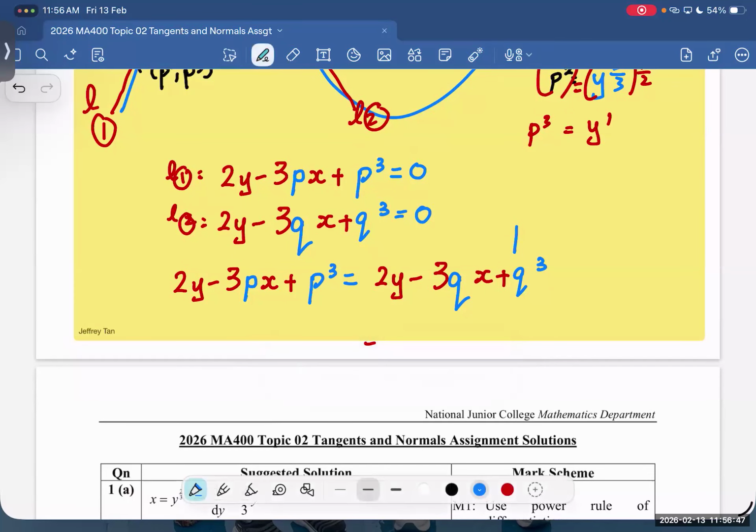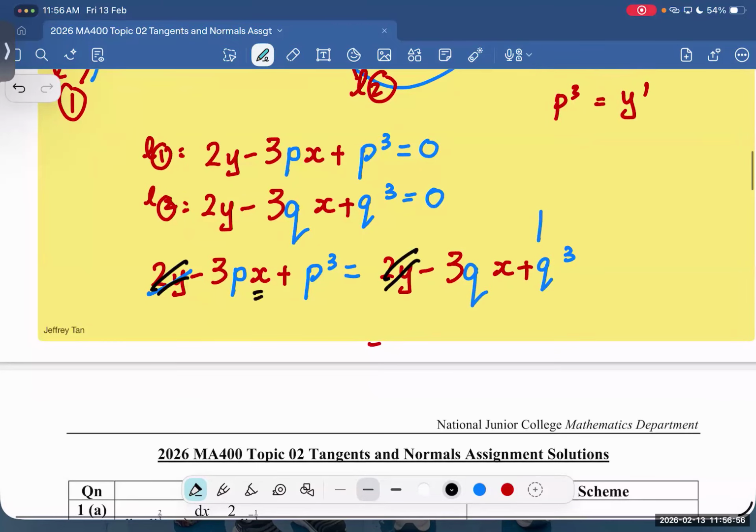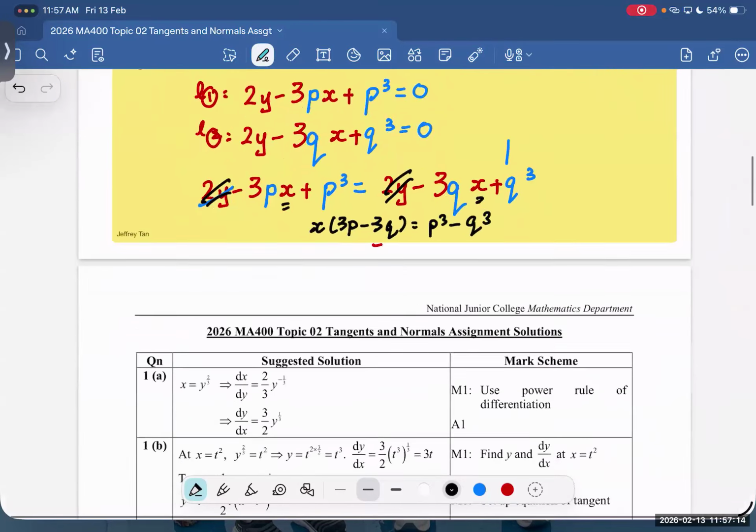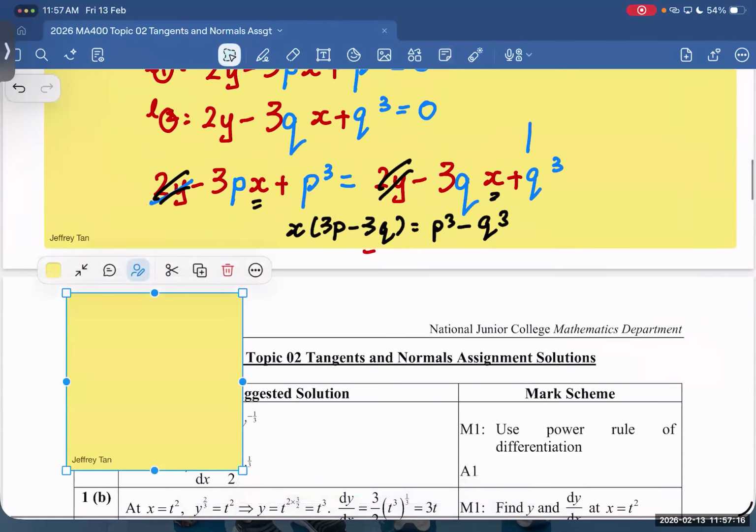Cancel. Is it okay? I cancel. Fair? You got 2y, I got 2y, we both take out. You got x, I got x. I put one side. Can I say it looks something like x times 3p minus 3q on the left, and on the right hand side pq minus q cubed? Can I say that? Is it okay? You understand?